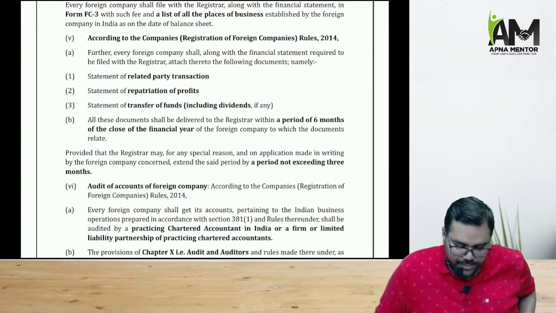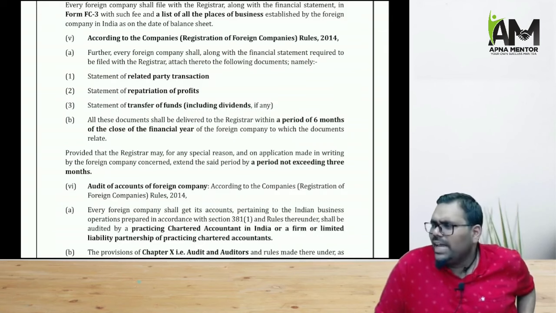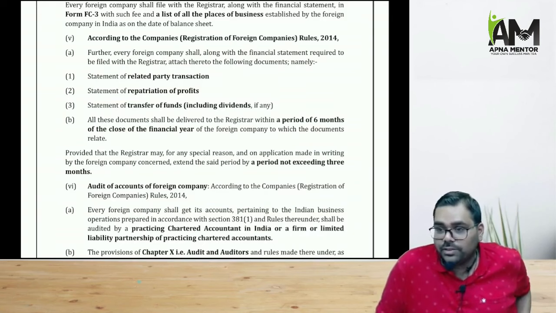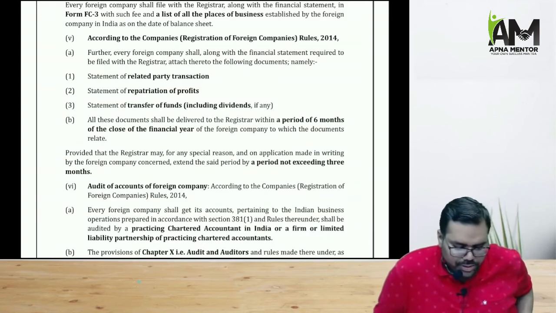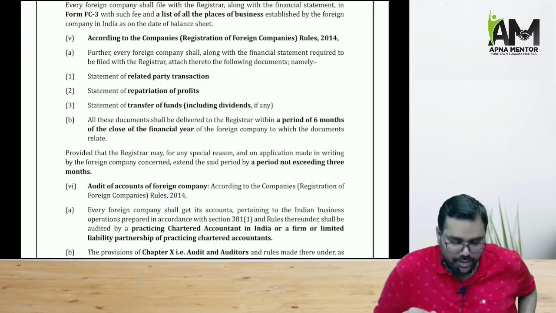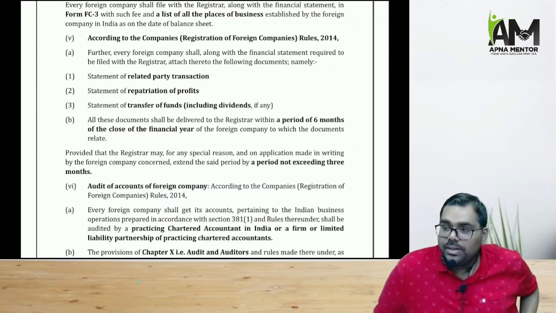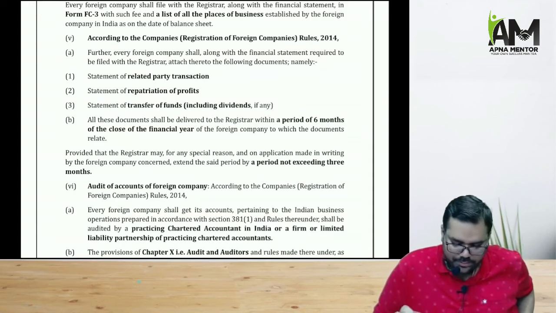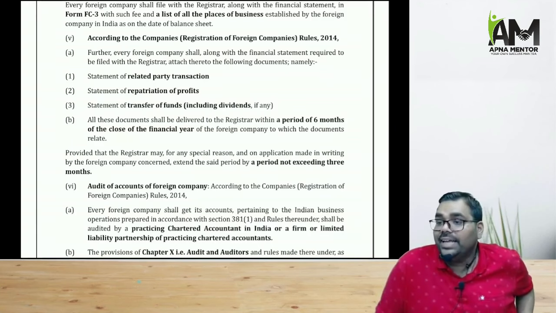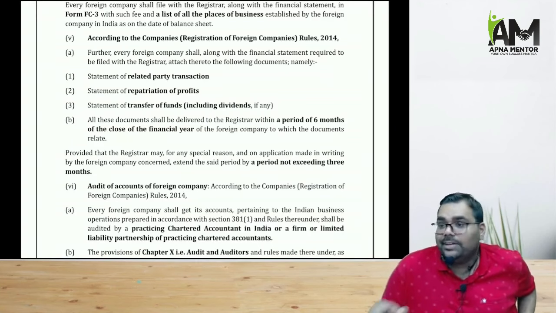If the foreign company is making a request that we need some more time to submit the statement of repatriation of funds, or the statement of related party transaction, then the registrar may, for any special reason, extend the time by a period not exceeding 3 months. But the application must be made in writing to the registrar by the foreign company.